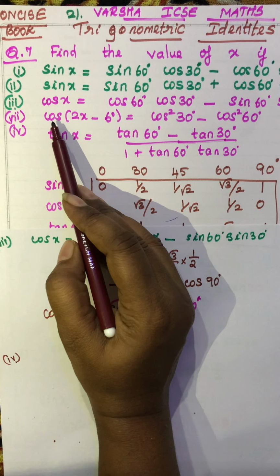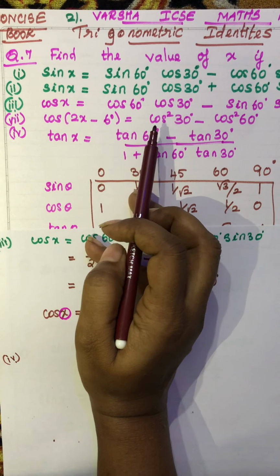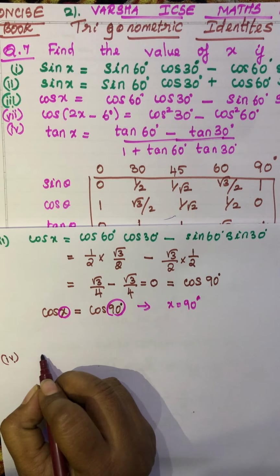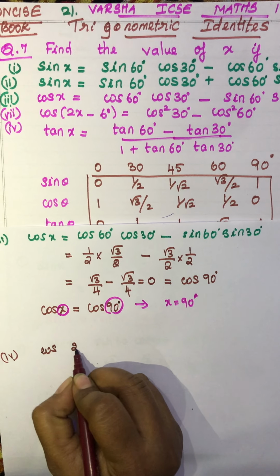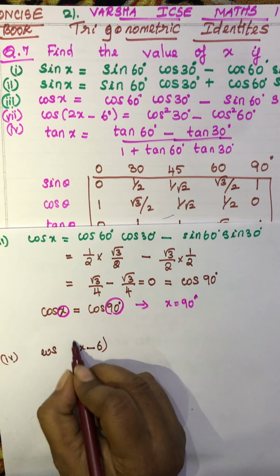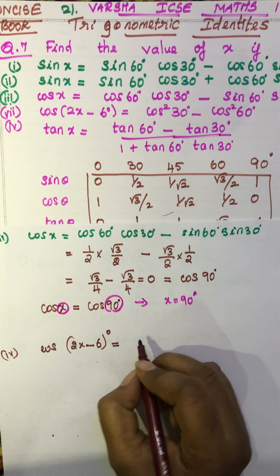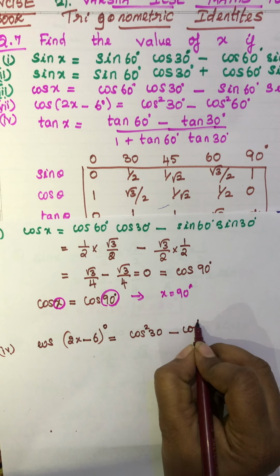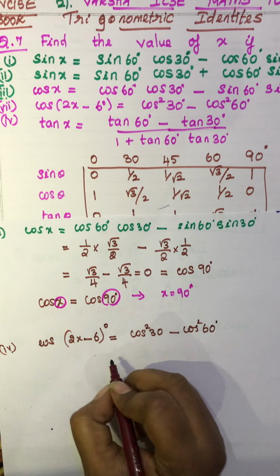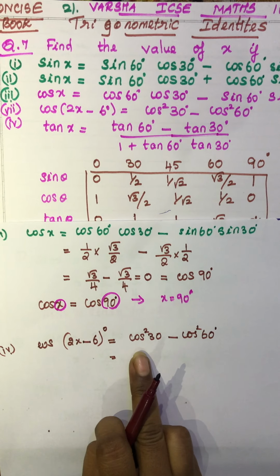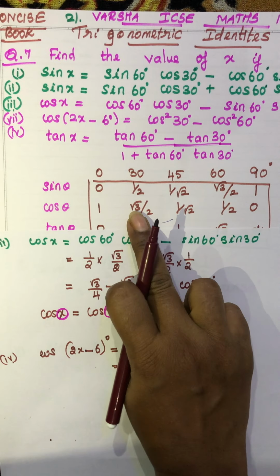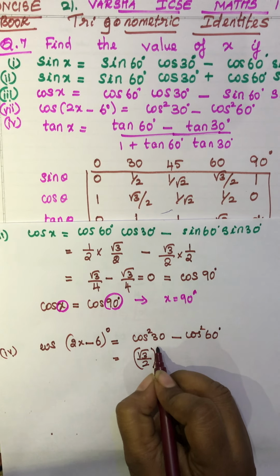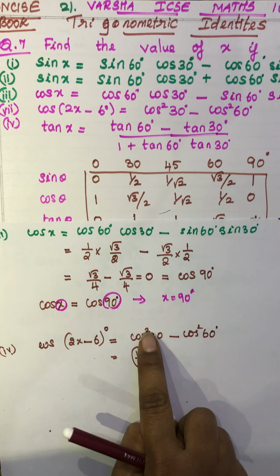That is cos 2x minus 6 degree equal to cos square 30 minus cos square 60 degree. Okay, so what is the value of cos 30? See, it's root 3 by 2. So root 3 by 2, we should not forget to give the square. So the value squared.